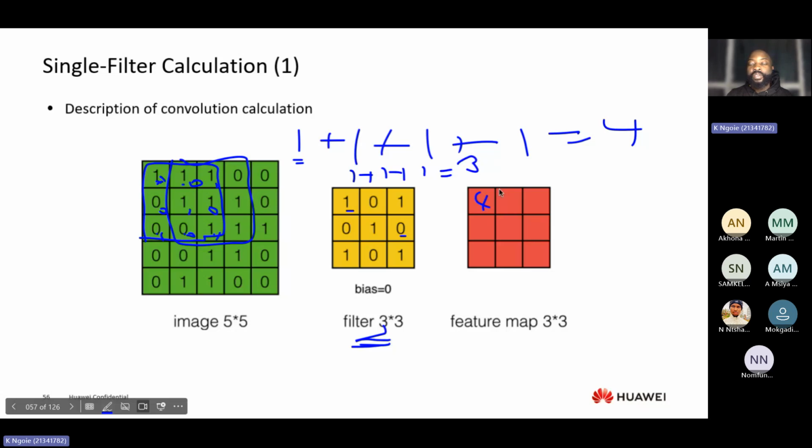So this is the value here, 3. You understand? So same thing. And then the third one, we're going to take first.